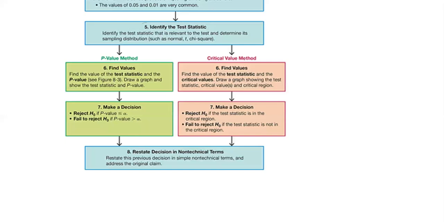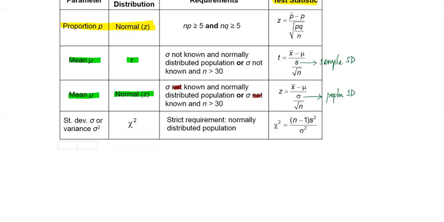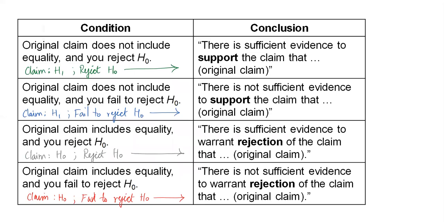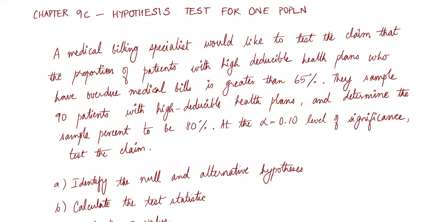And then step 8 was when we used a decision chart, I'm sorry, the conclusion chart that we would use for concluding the claim. So this was the chart. So if you had these conditions, this is how you would write out your conclusion. The language has to be maintained the way it is written here, okay? So we're going to use all these things in this problem.